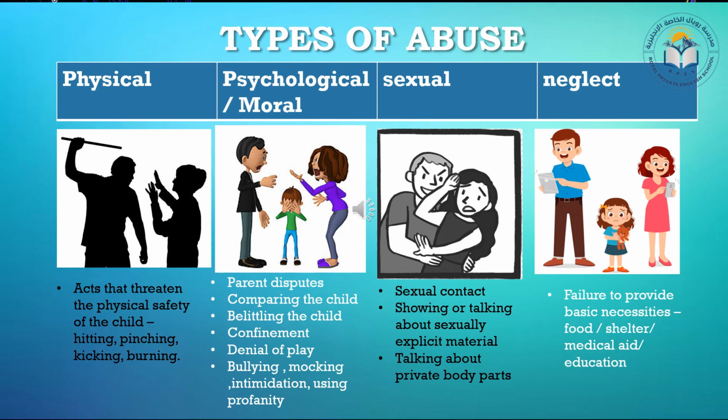There are various forms of psychological or moral abuse that children may experience, including within parents' disputes. It's crucial to recognize and address these issues to ensure the well-being and mental health of the child. Examples are parent disputes, comparing the child, belittling the child, confinement, denial of play, bullying, mocking, intimidation, using profanity.